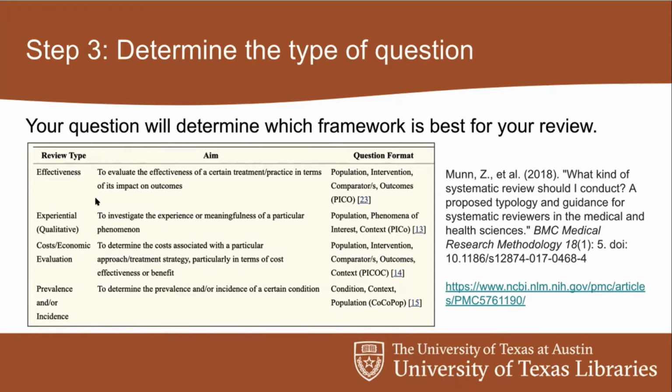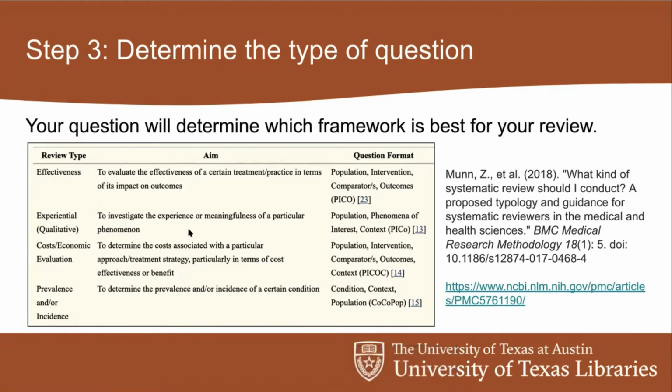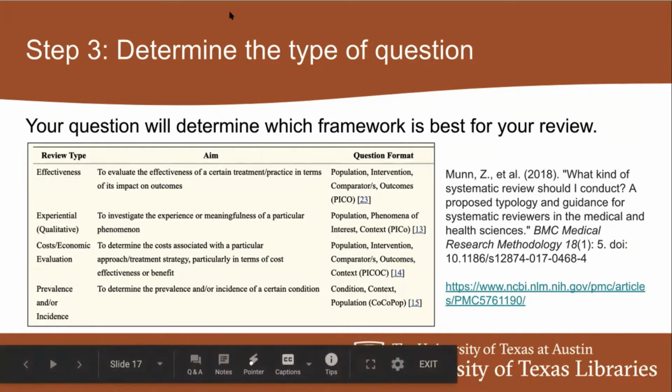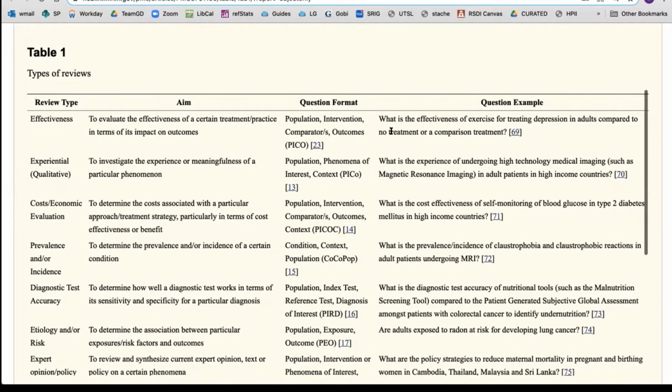So if you're asking a question about the effectiveness of an intervention, or your aim is to understand the effectiveness of a certain intervention, your question and the format of your question may look a little different than if you are interested in prevalence or a population's experience as they're receiving that intervention. And the link here will take you to a table from an article that I find very helpful.